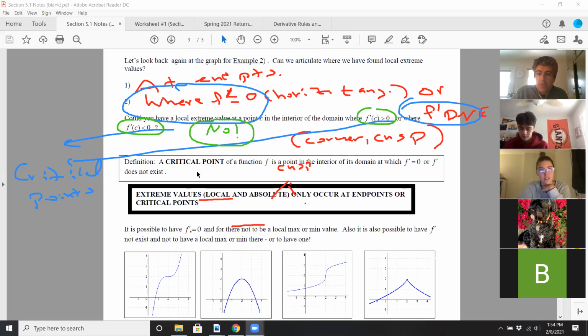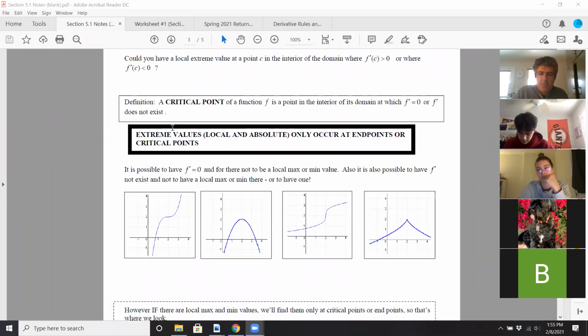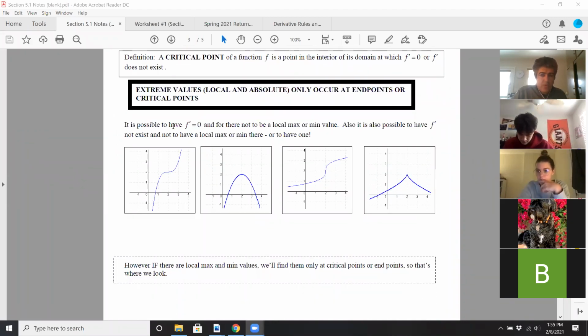So in a question. Nope. A critical point again is defined when f prime equals 0 or does not exist. So it's defined there as well. And this is kind of a big deal, the one you see in box and bold. Extreme values, local or absolute, only occur at endpoints or critical points. So those are the two places we've got to look.